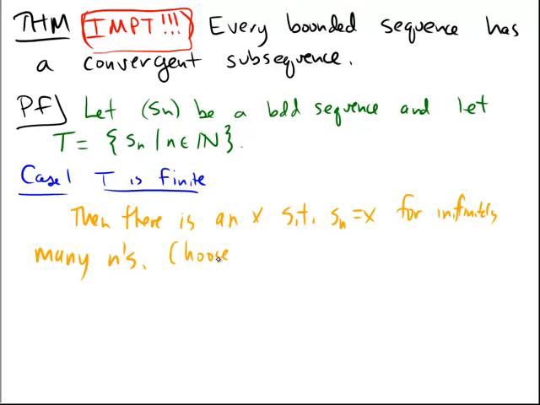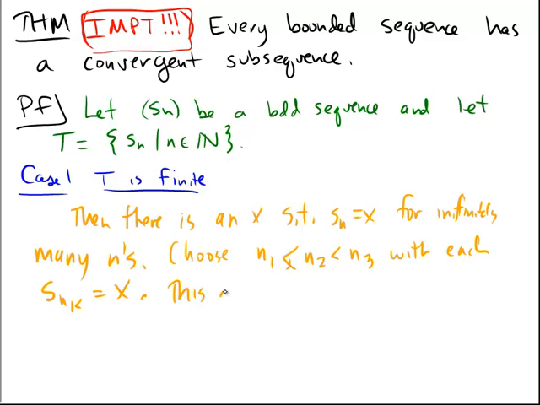since there's infinitely many, we can always go beyond any other term in the sequence that we've gotten so far, so we can just choose n_1 to be less than n_2 to be less than n_3, with each s_{n_k} equal to that x, because it appears infinitely often in the sequence. It keeps on going and going, eventually coming back to x over and over again.